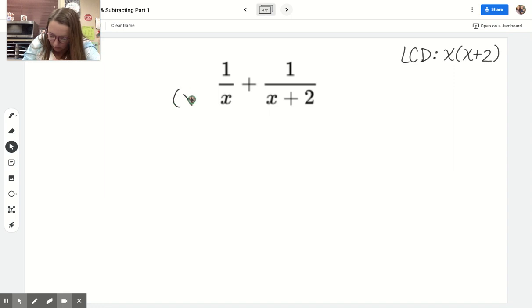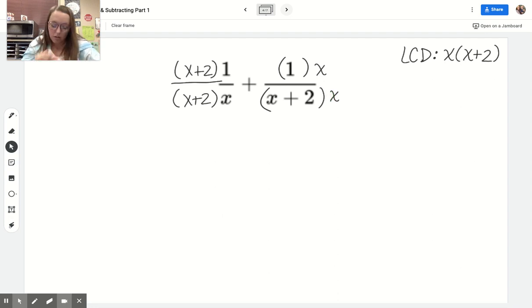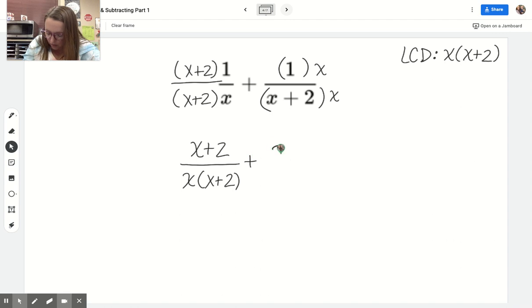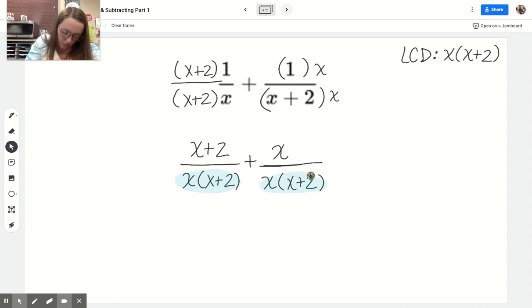So I'm going to have to multiply the first fraction by x plus 2 on the top and the bottom, and multiply the second fraction by x on the top and the bottom. So in the left fraction, I just get x plus 2, because 1 times x plus 2 is x plus 2. And on the bottom, you don't need to distribute. You can leave the denominator in factored form, or you can distribute. It doesn't matter. On the second fraction, 1 times x is x. We've got x times x plus 2. Now the denominators are the same. They're both x times x plus 2.